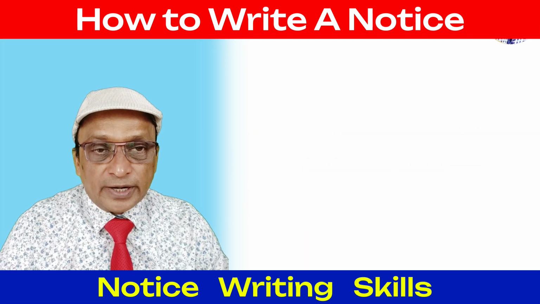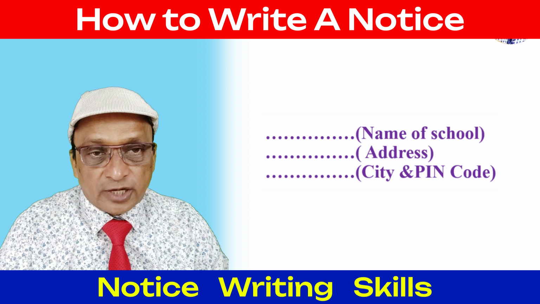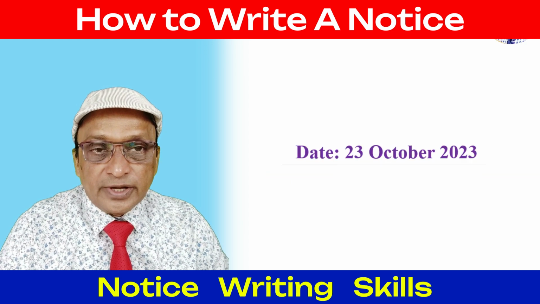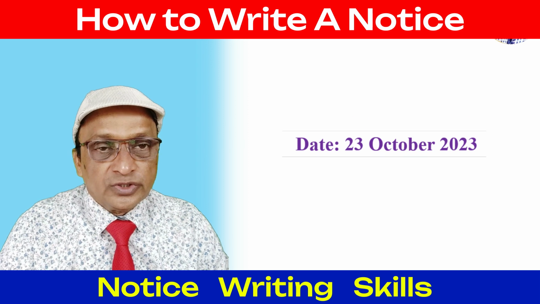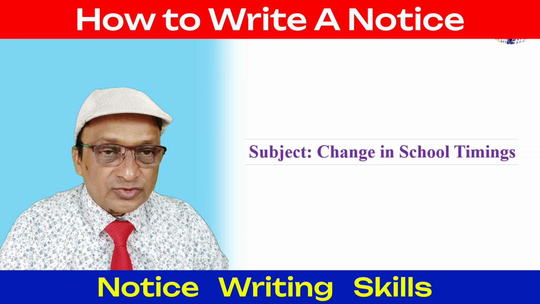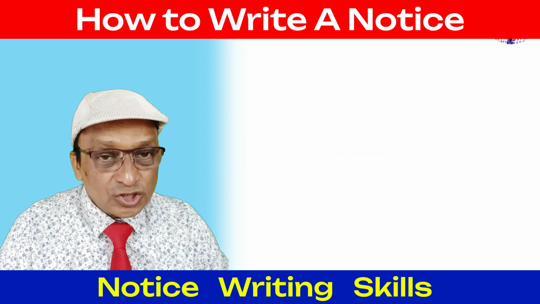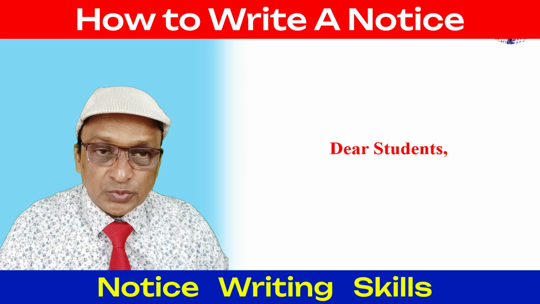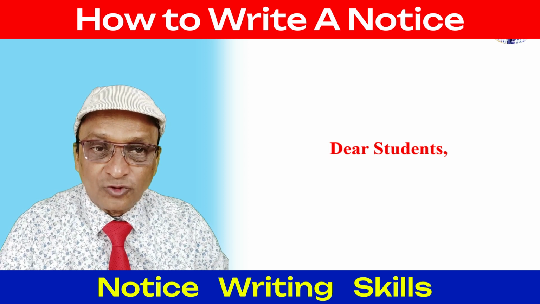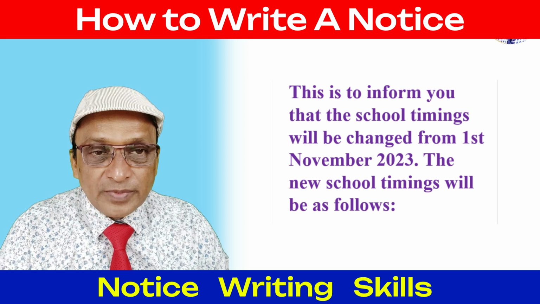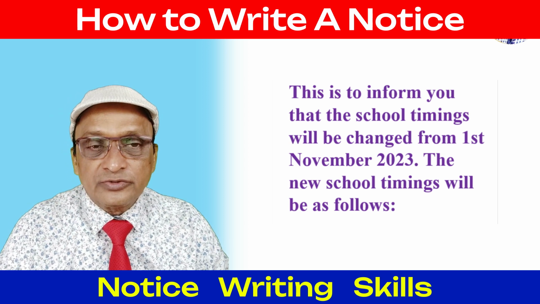In this also, you have to write the name of the organization at the top central line. Name of the school with address and pin code. After a space, you have to write the date, 23rd October 2023. Again space, and you write the subject line, change in school timings. And after that comes the salutation like the informal letter. Dear students. You see with the expression dear students, there is a touch of informality. Dear students, this is to inform you that the school timing will be changed from 1st November 2023.